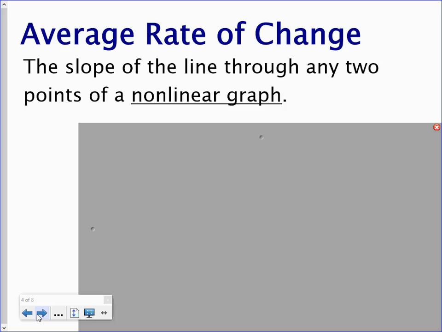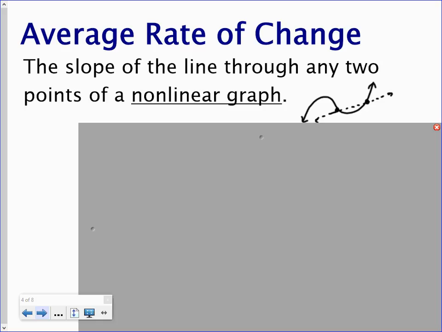That means I could give you a nonlinear graph, so I'm going to draw something that looks maybe like a polynomial. And I could find the slope between 2 points. It just won't follow the graph. So I'm going to select 2 points. And if I find the slope between those 2 points, I'm calculating the average rate of change.